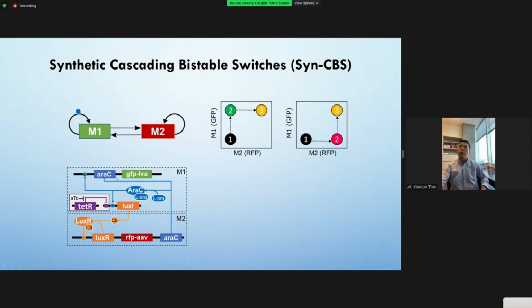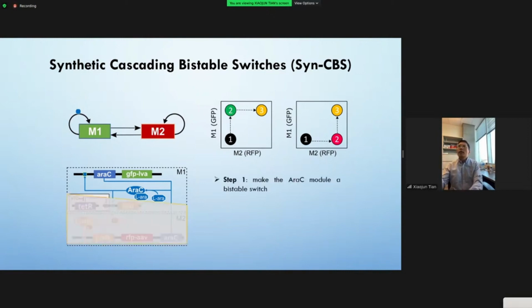Here is the design. We use RhlR self-activation for the first module, and then we use LuxR self-activation for the second module. They are still connected because the first module will promote LuxI that will produce C6 that will be used for the second module. And also the second module will produce RhlI that will be used for the first module as well. We have another module, TetR, that will tune the connection strengths between the two modules. So our initial idea is very simple.